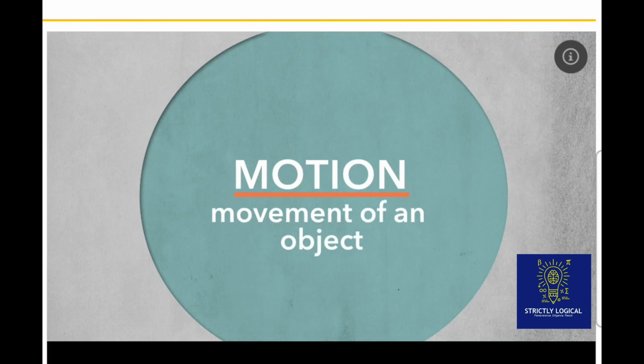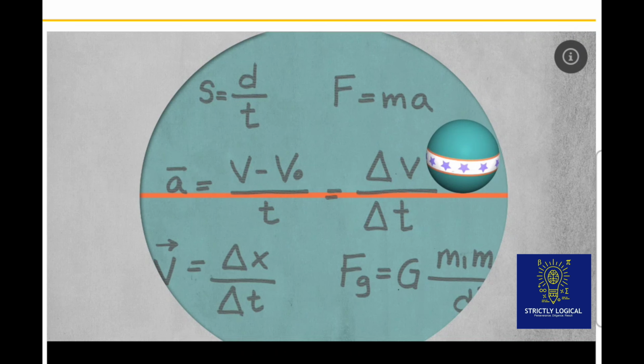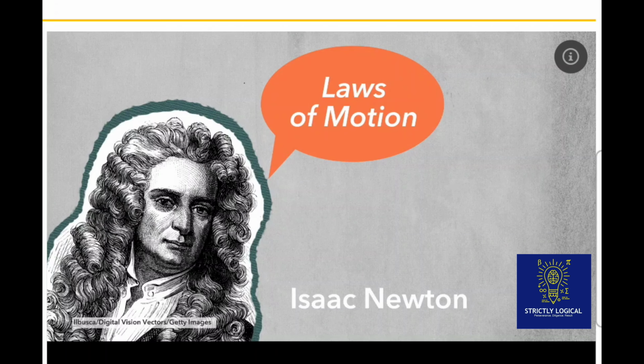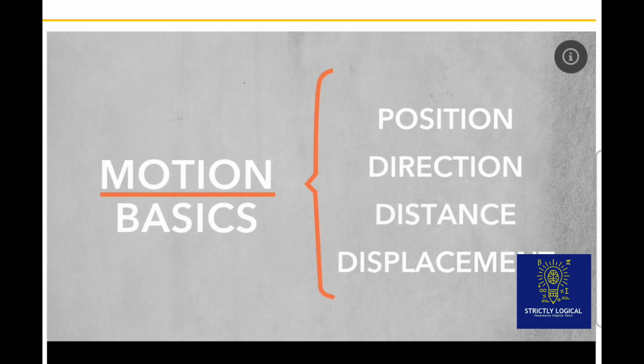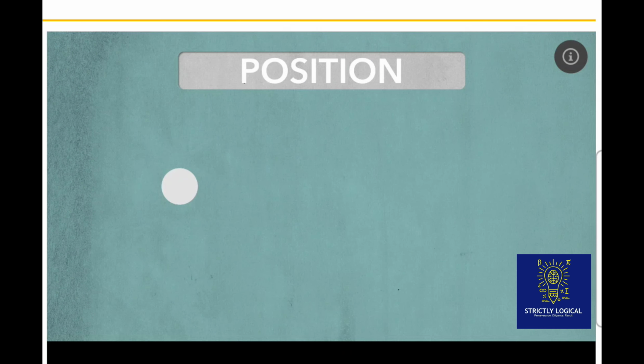Motion is the movement of an object. This seems simple, but there's a whole lot of physics happening. And thanks in part to scientists like this guy, we have some universal ways to describe, measure, and calculate motion using these key concepts. First, an object must be somewhere.